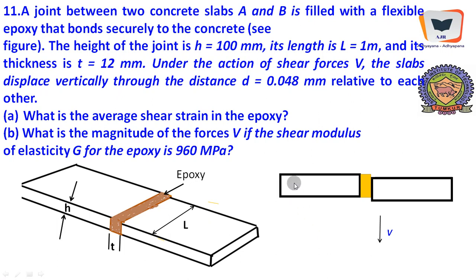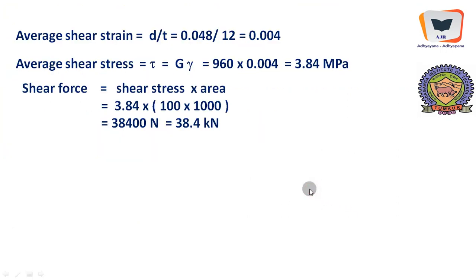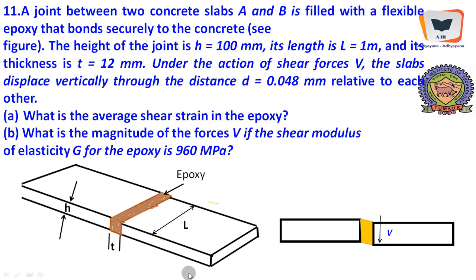Here is a slab, and here is the epoxy. It moves vertically down, and it deforms the epoxy in between, something like this, owing to the downward movement of one of the slabs due to relative movement. Therefore, average shear strain is the amount of dislocation given over a thickness. If you go back, this is the thickness, which we treat as the height, and this is the dislocation.